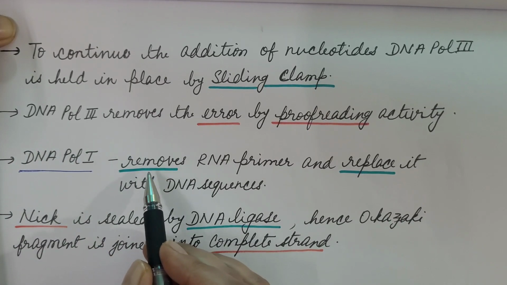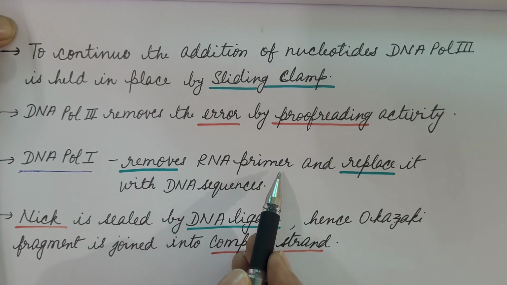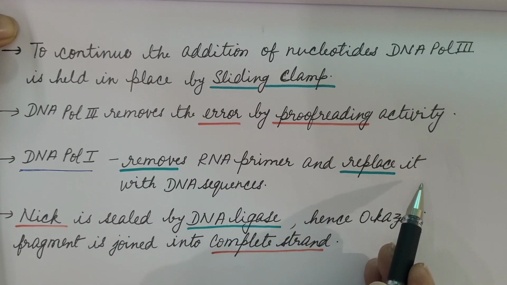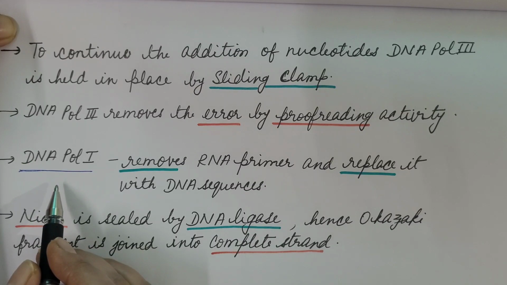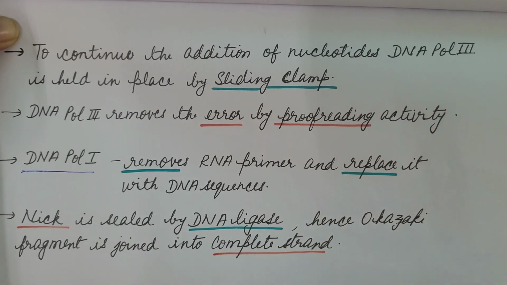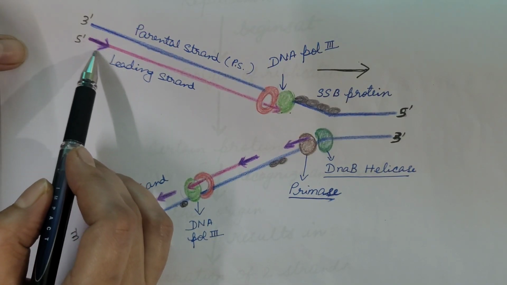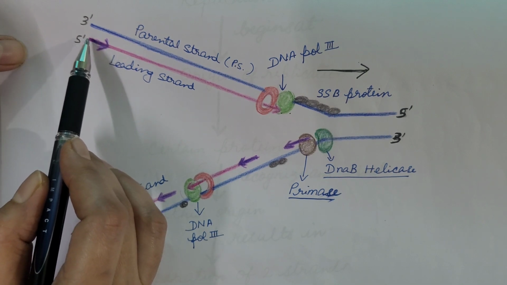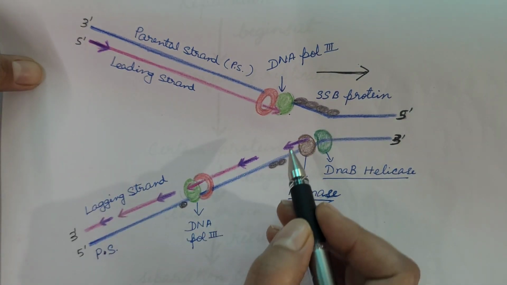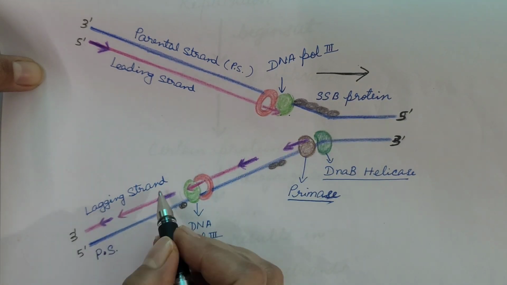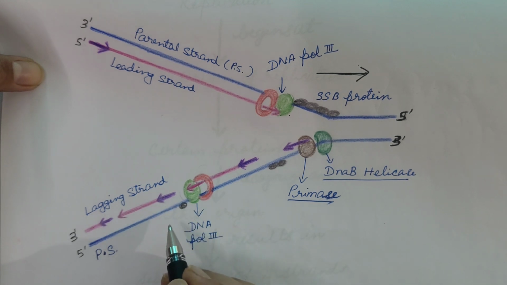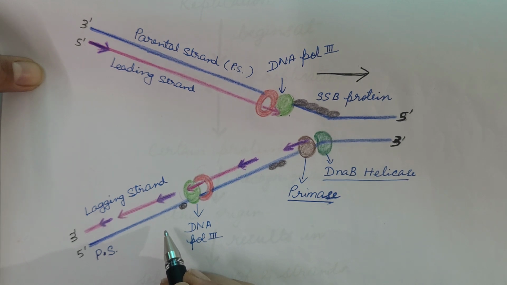DNA polymerase I removes the RNA primer from the newly synthesized strand and replaces it with DNA sequences, because it has both 5'3' exonuclease activity and 5'3' polymerase activity. So DNA polymerase I enzyme removes this primer and replaces it with DNA sequences. Similarly, DNA polymerase I enzyme removes the primer of the Okazaki fragment and replaces it with DNA sequences because it has both 5'3' exonuclease activity and 5'3' polymerase activity.